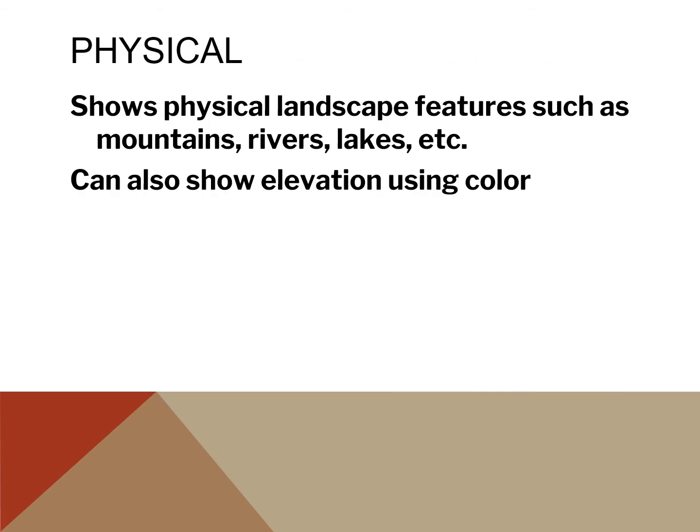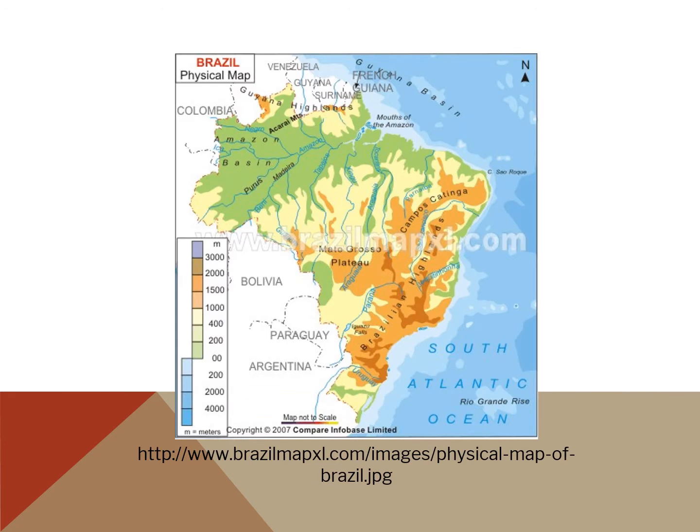On the opposite side is a physical map, which shows the physical features like landscapes, mountains, lakes, rivers, things like that. It can show elevation using color. Elevation is height above sea level. So for example, this map right here is of Brazil, and it is an elevation map, which makes it a physical map. On an elevation map, the water obviously is blue. The darker the blue, the deeper the water. On the land, the green is the lowest elevation, and then it increases to the yellows and then to the browns, and then the darkest browns are the highest points.